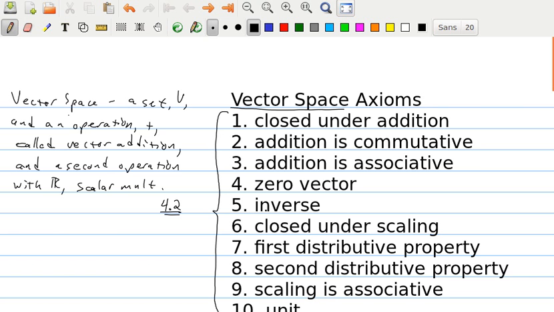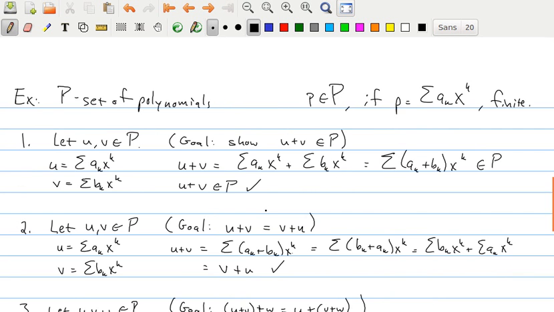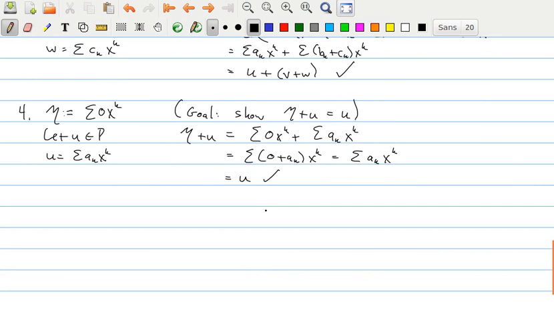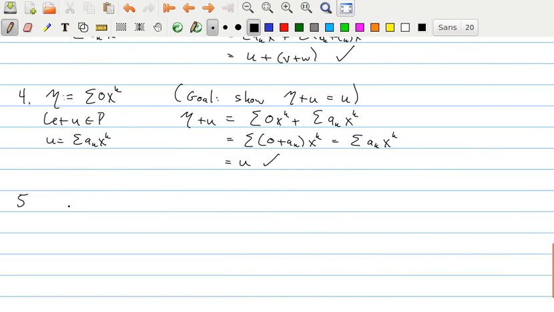Part 5, the inverse axiom. So what we have here, we'll let u be a polynomial, and the goal here is to come up with a second vector. Maybe I'll call it u prime.